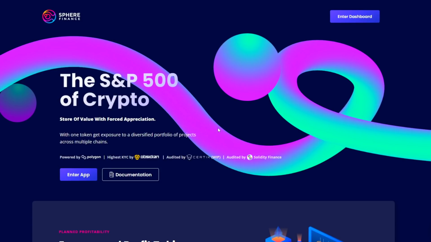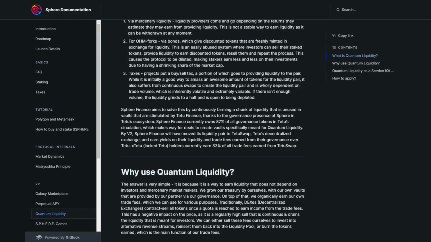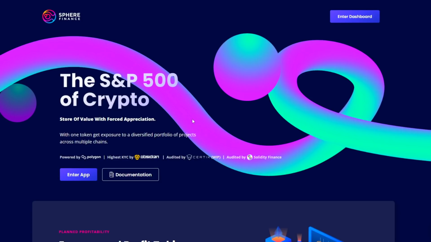Even projects with auto liquidity engines miss the mark because that auto liquidity is being added at a 1-to-1 ratio and requires buying and selling activity to function. In contrast, quantum liquidity directly increases the Wmatic pool and is completely passive. In simpler terms, as a Sphere holder, your exit liquidity is always growing passively and at a high rate, regardless of how many buyers and sellers enter and leave the project. That is the game-changing power of quantum liquidity, and it does not end there.